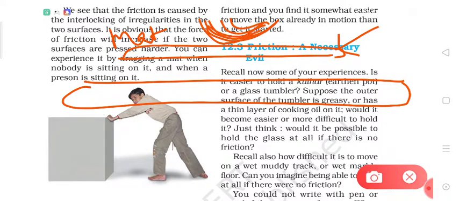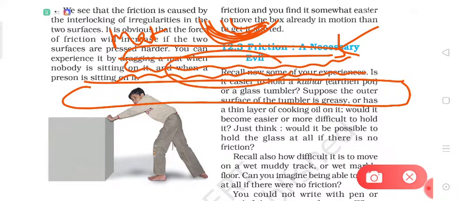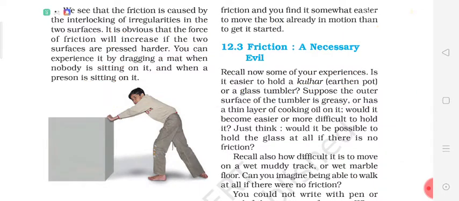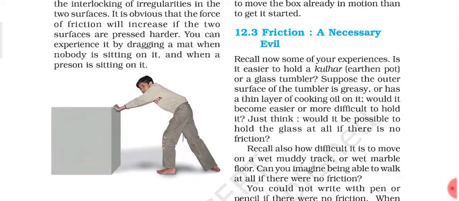Because when someone sits on the mat, the irregularities on the surface of the mat and the irregularities on the surface of the floor are more tightly interlocked. And because of more tight interlocking, more force needs to be applied to move the mat. That means at that time there is more force of friction working between the mat and the floor. So we can say when two surfaces are pressed hard against each other, there is more friction between the two. Now let's understand what is static and what is sliding friction.